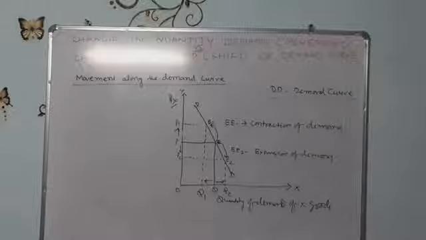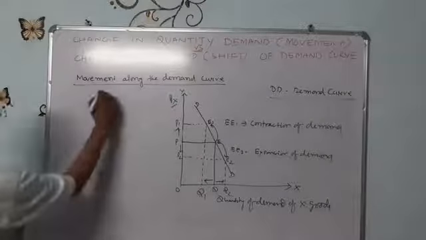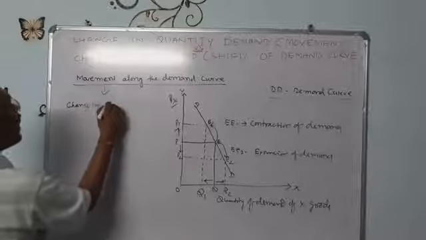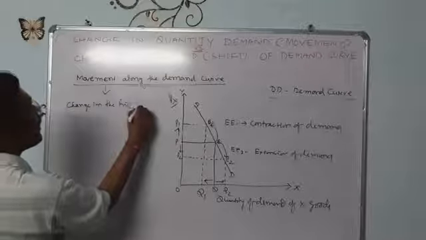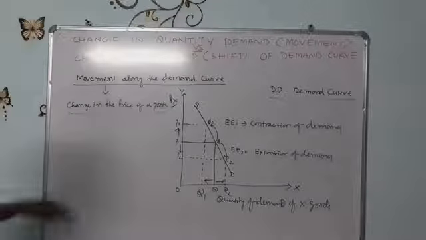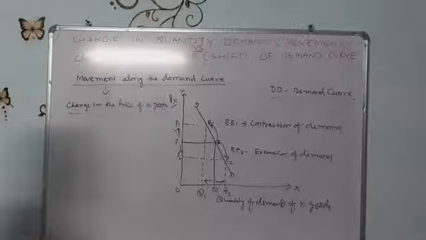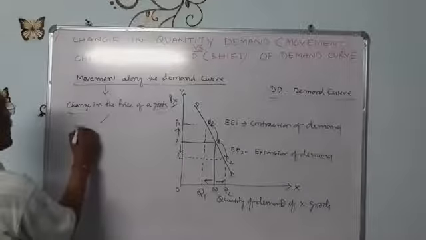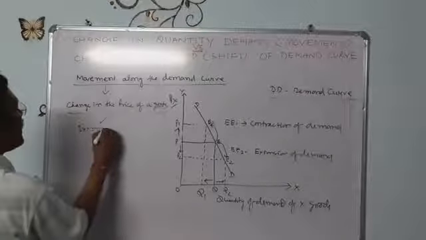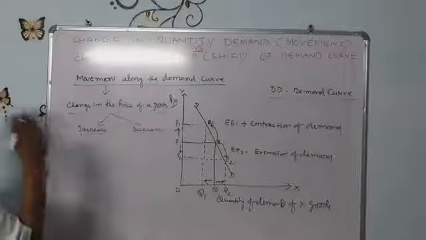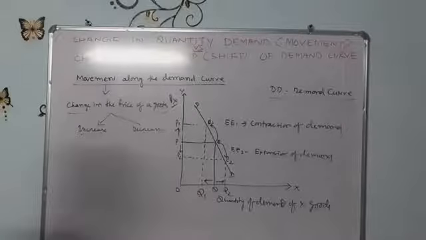Movement along the demand curve is caused by a change in the price of the good. The cause is a change in the price of a good. Due to a change in the price, the movement along the demand curve occurs. Change in the price means the price may increase or the price may decrease. Clear?